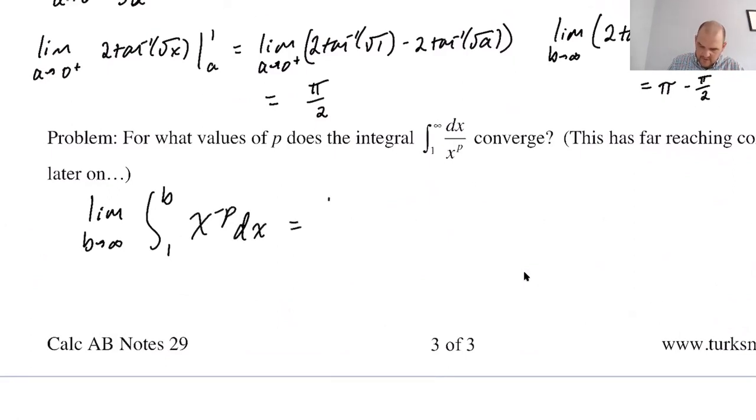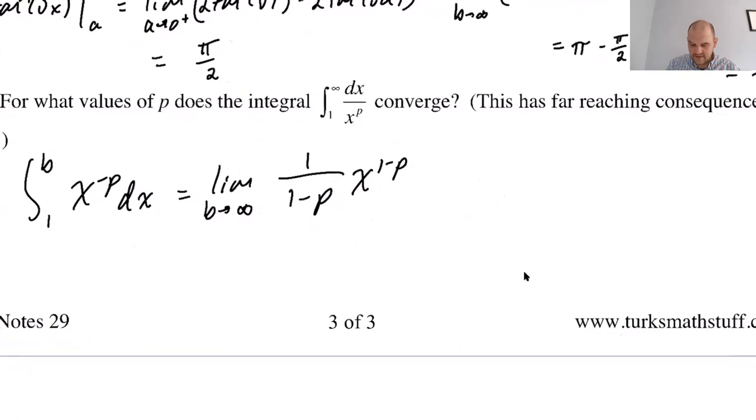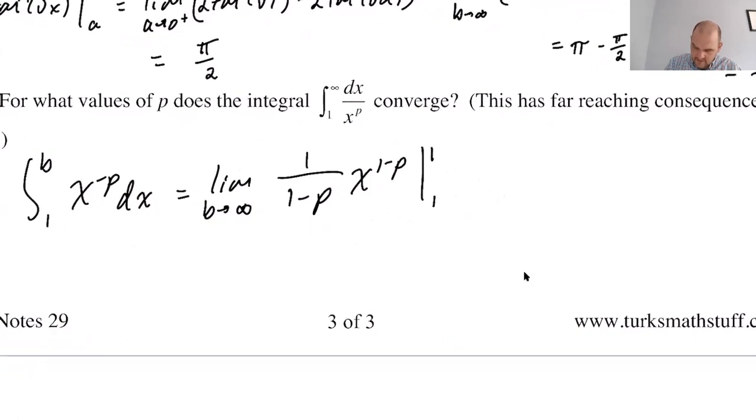Okay, so that'll be the limit as b approaches infinity of, now when you integrate this, you're kind of tempted to write negative p plus 1, like plus 1 times the reciprocal. It's easier to write it as 1 minus p. So I'm going to say that this is 1 over 1 minus p times x to the 1 minus p. I just added 1, but I chose to rearrange how I wrote it. Instead of negative p plus 1, I wrote 1 minus p. I think it just makes it easier to puzzle out what's going to happen here. And then we're going to go from 1 to b.